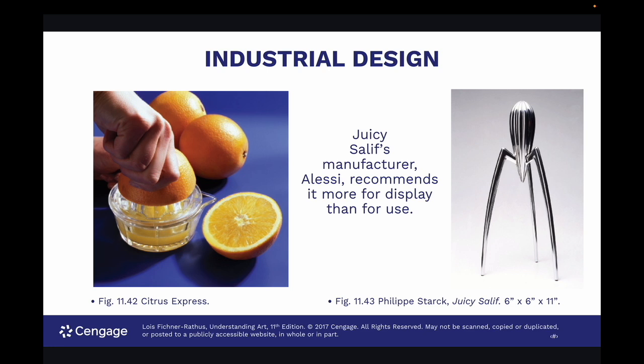On the right hand side, you have a Philippe Starck juicer, and this is an example where it's form over function. The form took the priority and the function, whether or not it functioned well, was kind of not the priority. And actually, the manufacturer of this product recommends it more for display than for use, which makes you wonder, like, why even call it a juicer? Maybe it's just like a cool sculpture.